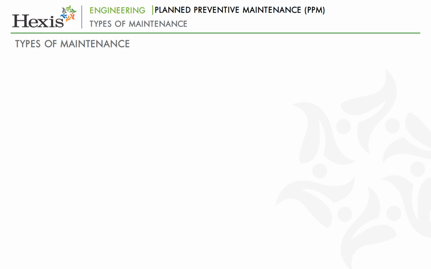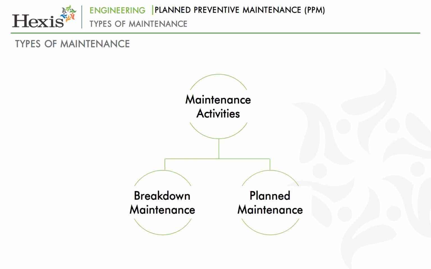There are two types of maintenance activities carried out at a site. They are breakdown maintenance and planned maintenance. It is important to know and understand what they are and what they do. Let's begin with the first type, which is breakdown maintenance.